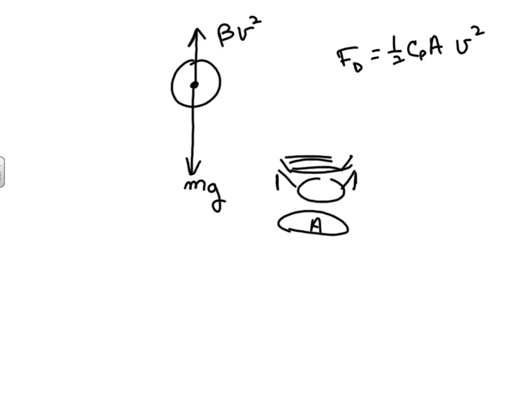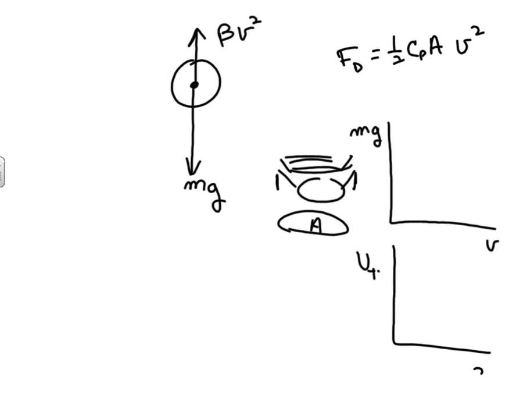So therefore, we should be able to graph the mg of the coffee filters versus velocity, or vice versa. Okay? So how about if we do it the other way? Terminal velocity of the coffee filters versus mg. I think the terminal velocity depends on mg, so let's not do this one. Let's do this one.